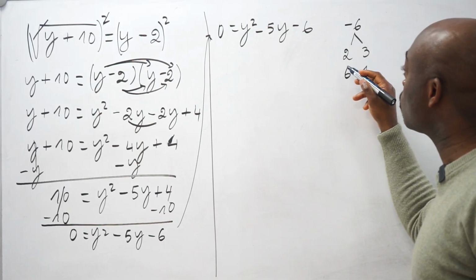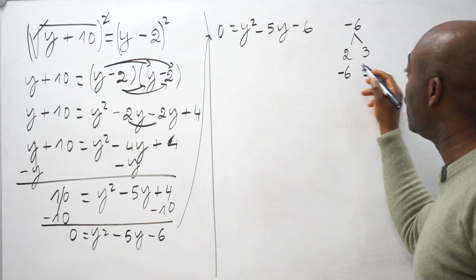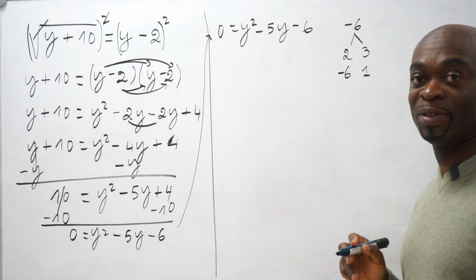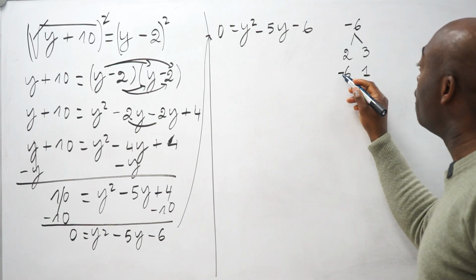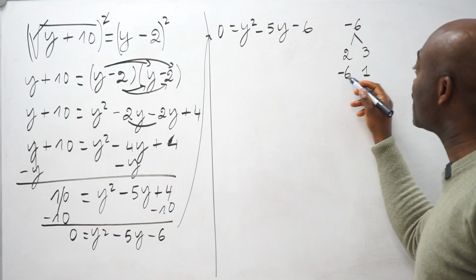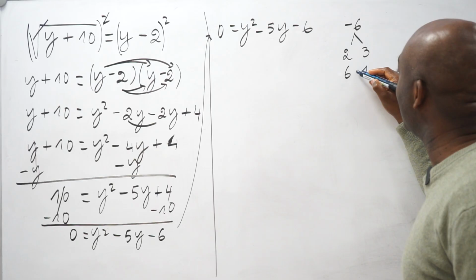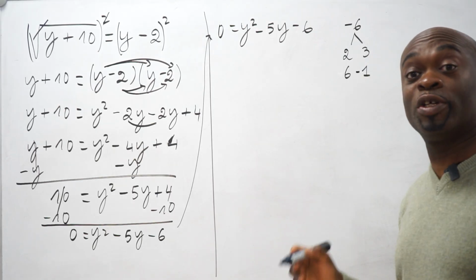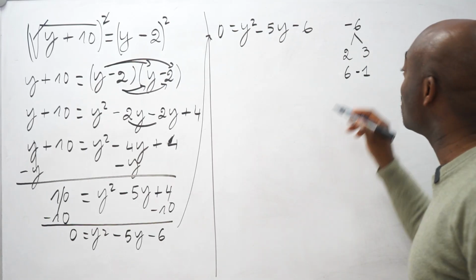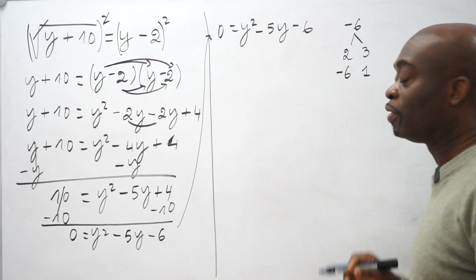Then when it comes to this one, if this one were to be -6 and this one is +1, -6 times +1 is -6. -6 plus 1 is -5. All right? Somebody could have thought about +6 and -1, but that would not work. Because +6 times -1 is going to give you what? So if you had +6 and -1, that will give you -6 when you multiply. But when you add, that will give you what? +5. And you have -5 here. So -6, +1 are the two factors.